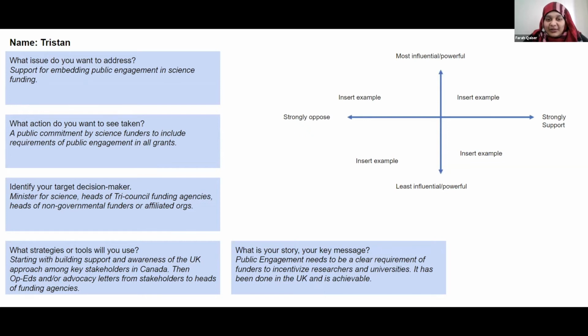As for your story and key message, public engagement needs to be a clear requirement of funders to incentivize researchers and universities. I don't think you'll find anyone who disagrees with that. But yeah, I would agree that building support and awareness is the first important part. Op-eds are important, but there have been a lot of similar op-eds. Like, this is a shared sentiment. So I think an inside approach might be better for this one, just because you want to actually reach out to the folks who are involved in making a decision and get them started.